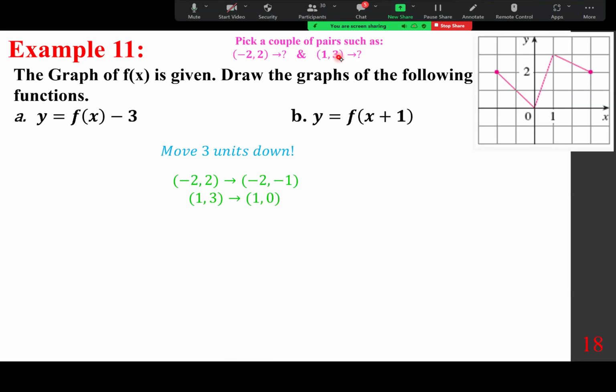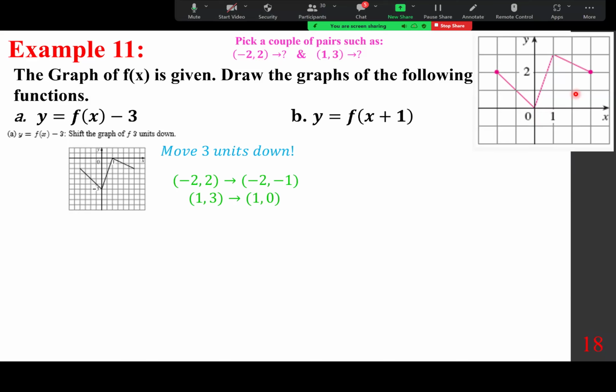Again, I'm leaving you to do a couple more on your own. I can't emphasize this enough. If I can show you work for 1 or 2, then you can do more points on your own. Okay? And the graph will look like this. This comes down by 3.